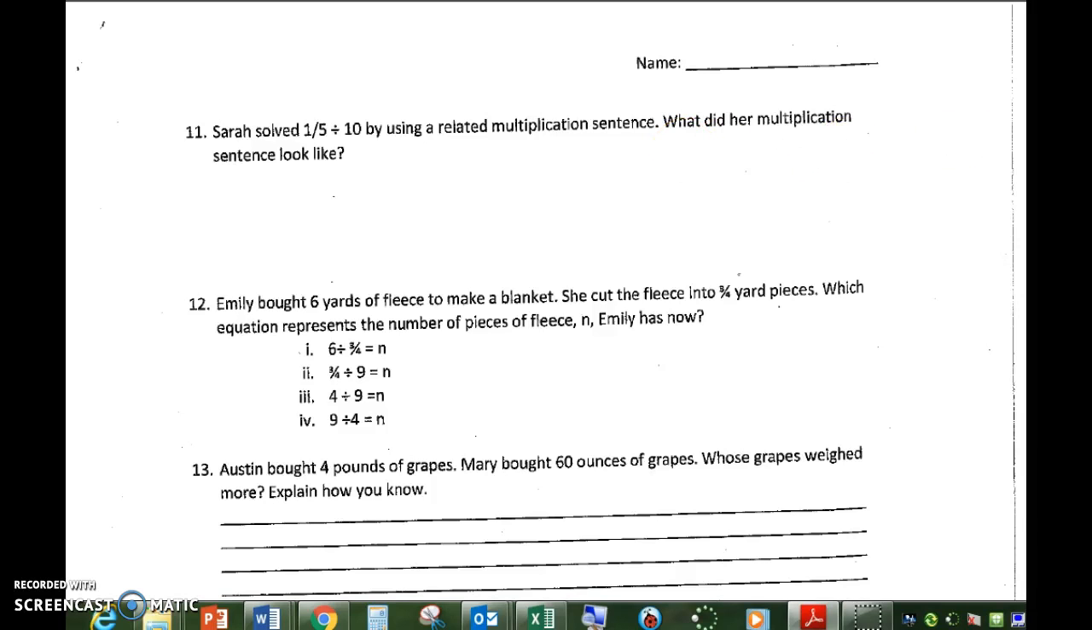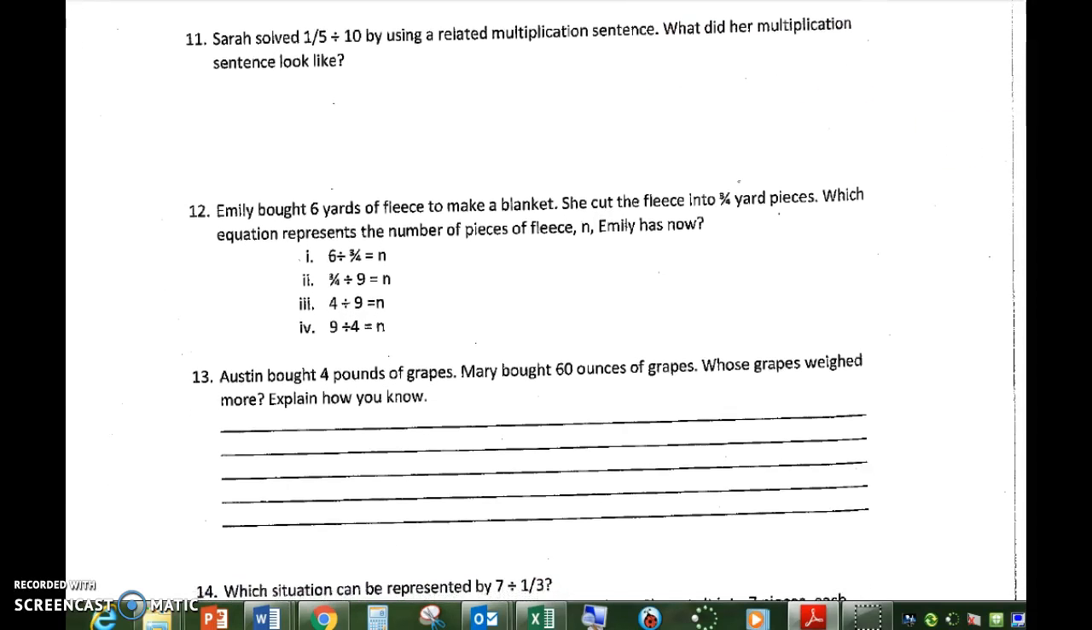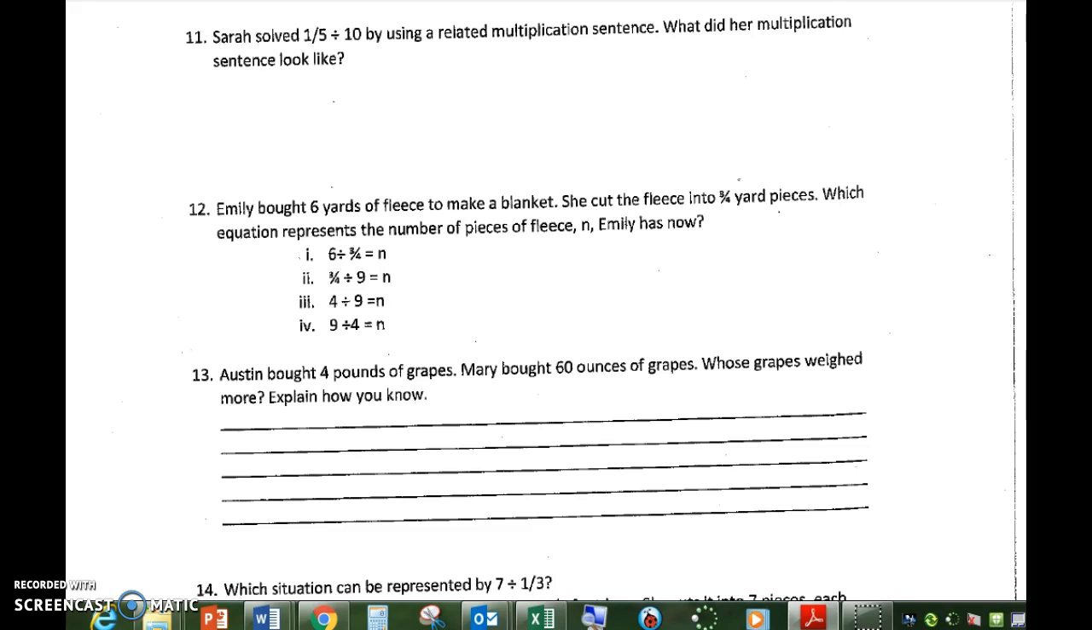Alright, here we are, last page. Sarah solved 1/5 divided by 10 by using a related multiplication sentence. What did her multiplication sentence look like? Figure that out and I'll be back here when you get back.